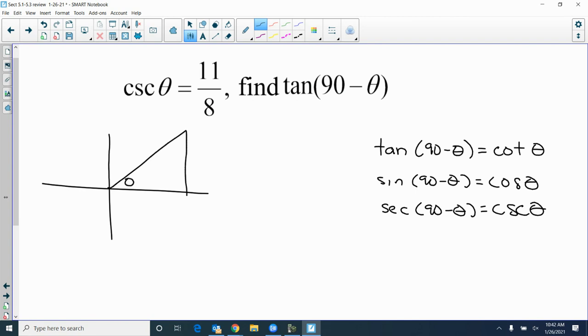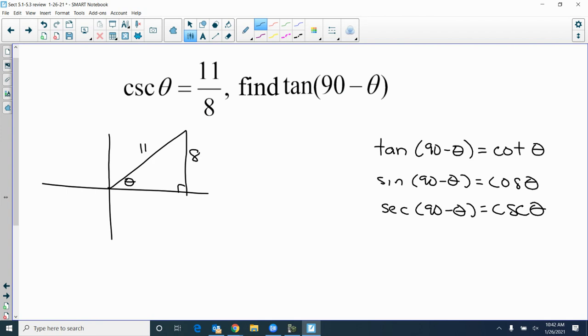So here's our angle. Cosecant, okay, is the flip of sine. Sine is opposite over hypotenuse, so this one has to be hypotenuse over opposite. So the hypotenuse is 11. The opposite is 8. For cotangent of an angle, we need adjacent over opposite, so we need to find that adjacent side. So just use your Pythagorean theorem. Simplify the radical if it can be simplified.